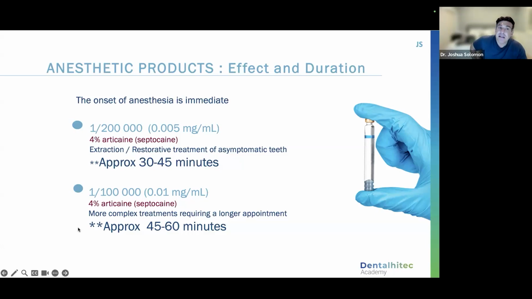So if you only want to make your life easy, use one local anesthetic, use Septo 1 to 200,000. If you are worried that your patient may have some pain after the procedure, give them a couple drops of local at the very end just to extend things out. But those are just general rules. Again, most of the time, I would suggest using 1 to 200,000.